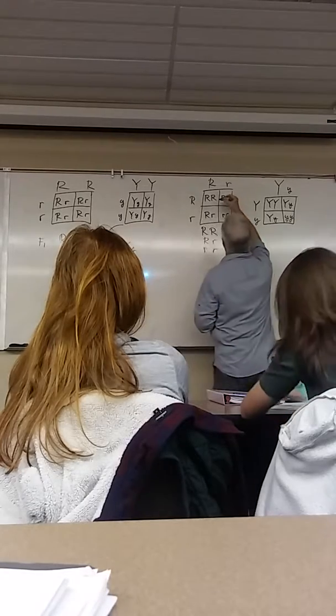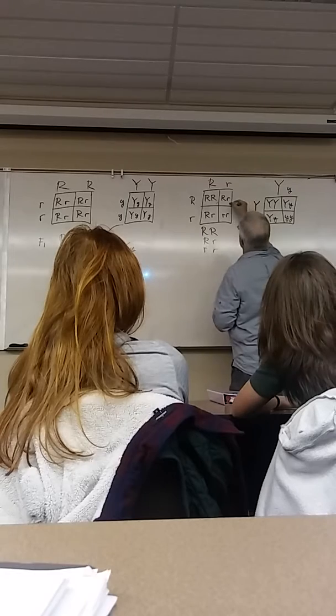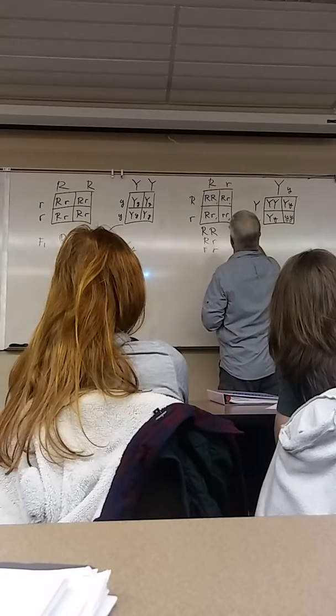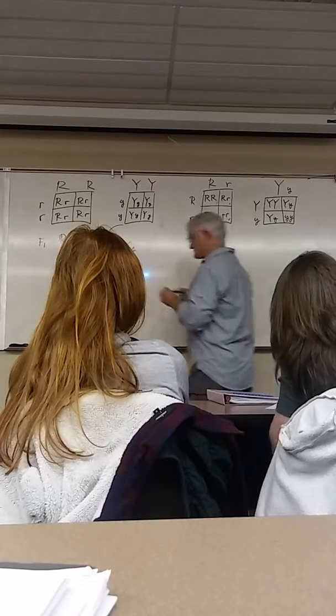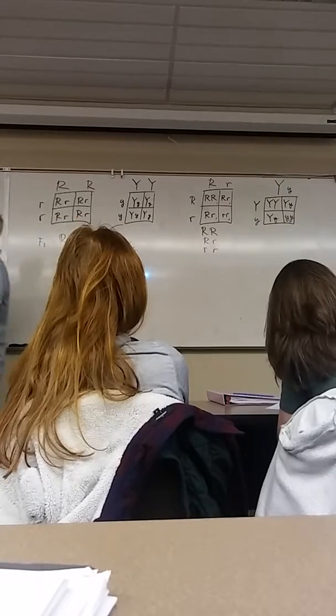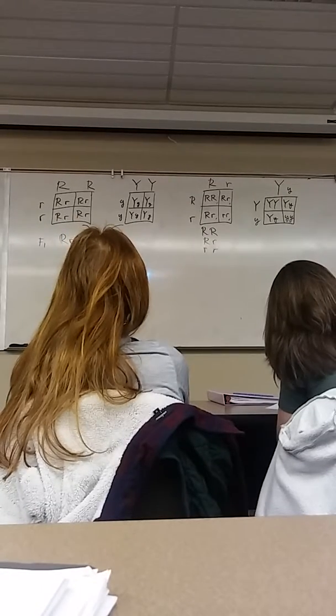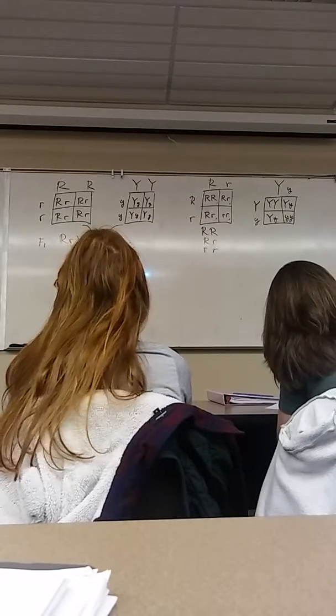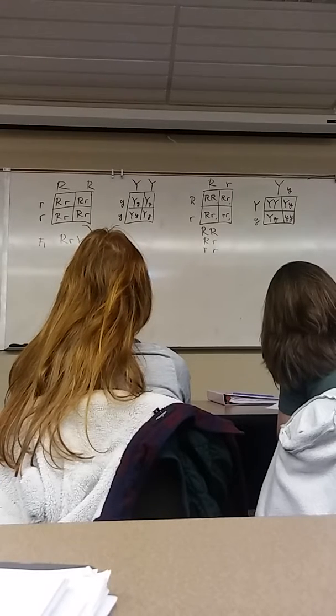So as I write them down, I just put a little check mark in them. That means I've accounted for them, so I don't have any empty boxes when I'm all done. How about the probability of getting each of those genotypes? So what is the probability of getting each of those genotypes?